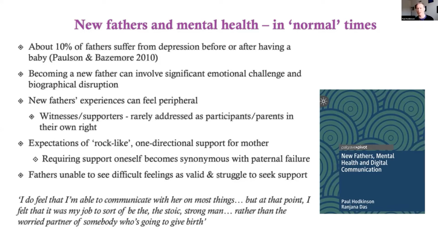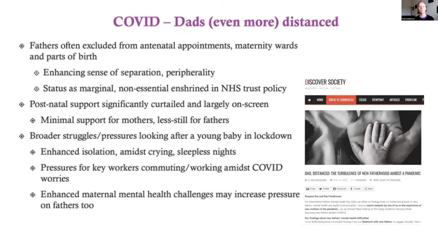We use this notion, repertoires of legitimacy, to try and capture that. And so one father says here, I do feel that I'm able to communicate with her, his partner, on most things. But at that point, I felt like it was my job to be the stoic, strong man, rather than the worried partner of someone who's going to give birth. A few others said, well, normally I'm actually not too bad at expressing my feelings and talking to people about them. But at this point, it just felt like it wasn't okay for me to do that, because that's not what my role's meant to be at this particular moment.